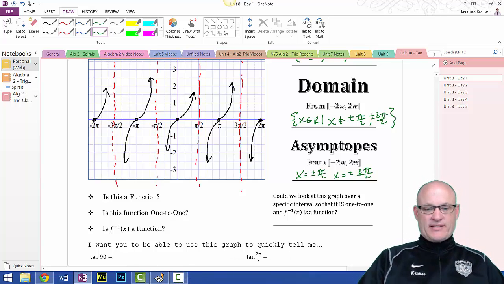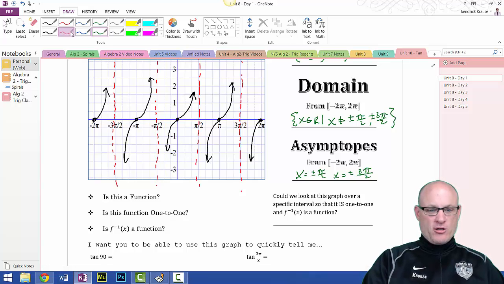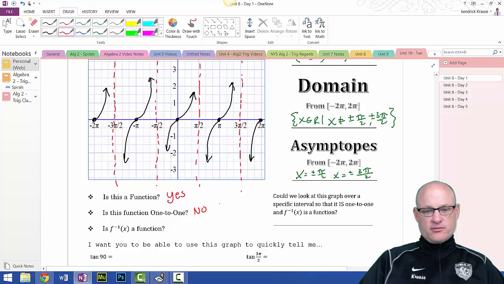Okay, so is this a function? Sure, it's a function. It passes the vertical line test. Yes. Is this a one-to-one function? No, it fails the horizontal line test. Is this an inverse function? No, because it has to pass the horizontal. Excuse me, it does not, because it doesn't pass the horizontal line test. And in order for it to be an invertible function, it has to pass the horizontal and vertical line test.